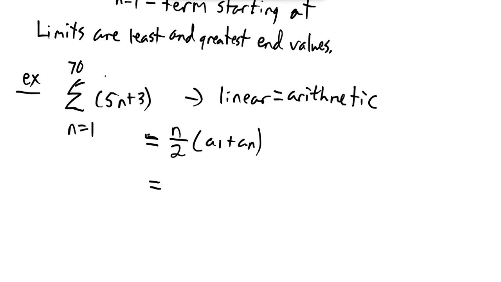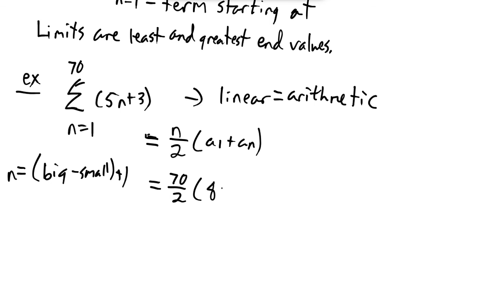So we know n is going to be our big minus our small plus 1. So our number is going to be our big minus our small plus 1. So 70 minus 1 plus 1, we're going to have 70 over 2. And we're going to substitute in 1. We get 5 plus 3, so this is going to be 8 plus 5 times 70, which is 350, plus 3.